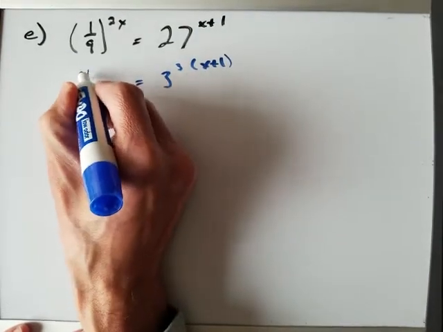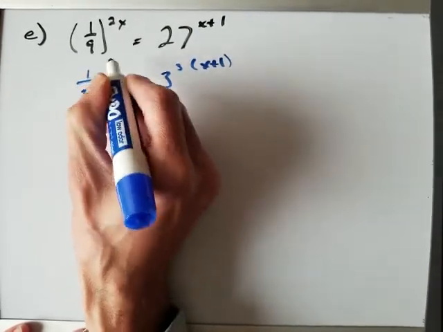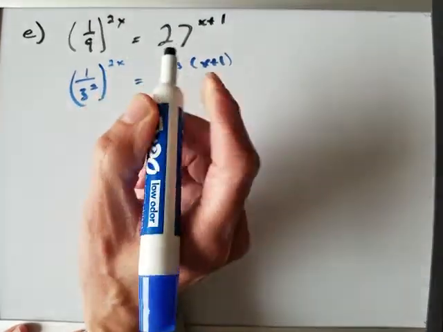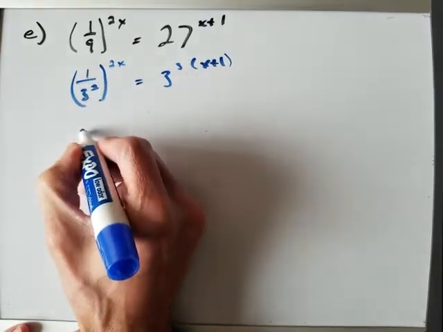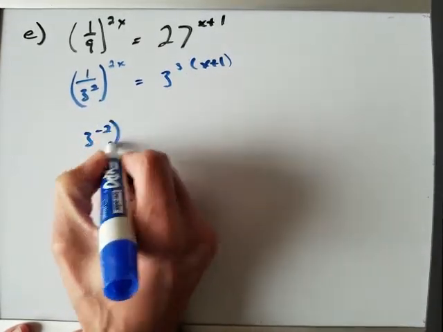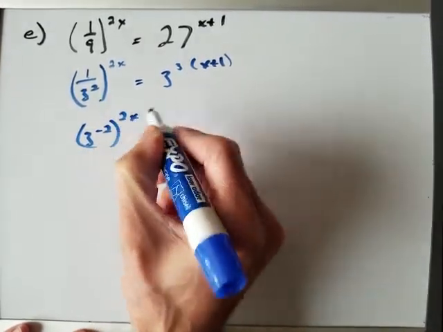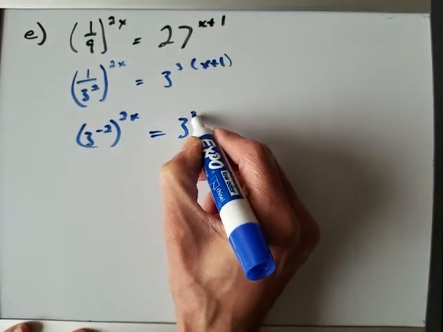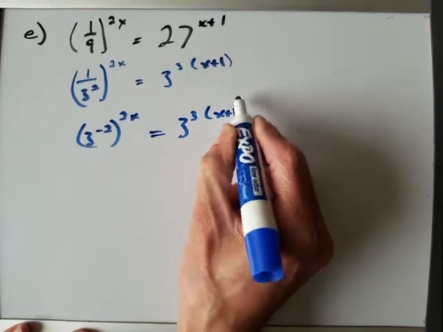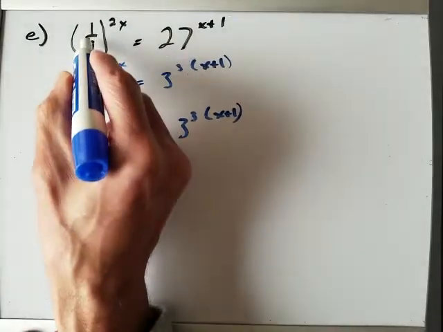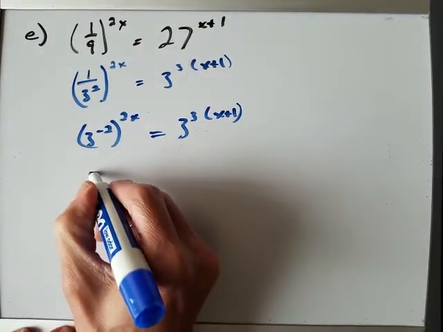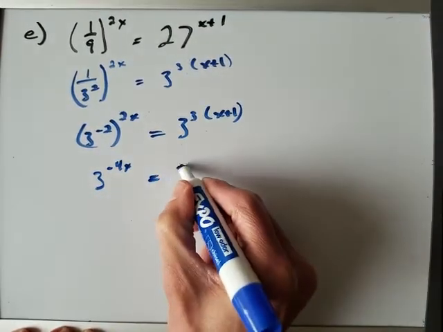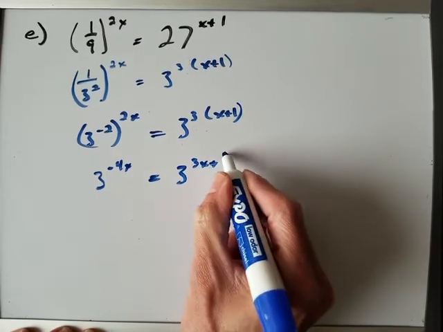It's this side. We could do this side in 2 steps. We could say that 1 over 9 is 1 over 3 squared, and then you still have this all to the power of 2x. 1 over 3 squared really means 3 to the negative 2. And then again, it's still to the power of 2x. And this side hasn't changed. We haven't done anything with this side. So you have to be very comfortable working with those negative exponents. This would be 3 to the power negative 4x. This side is 3 to the 3x plus 3.